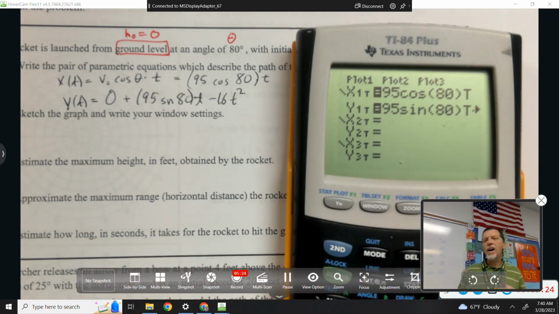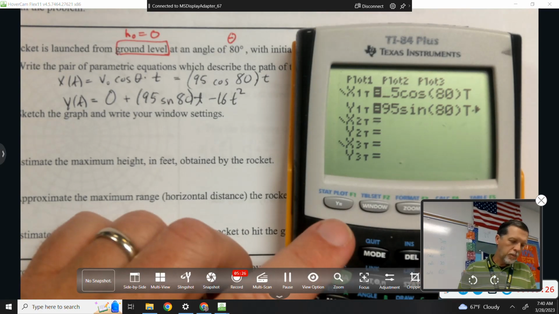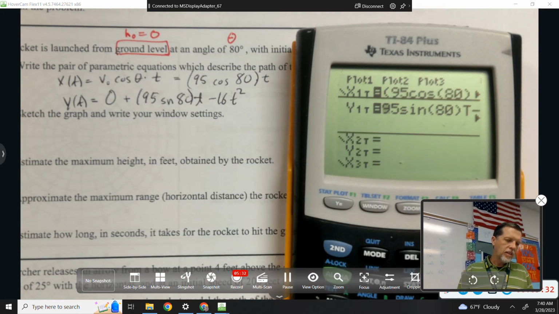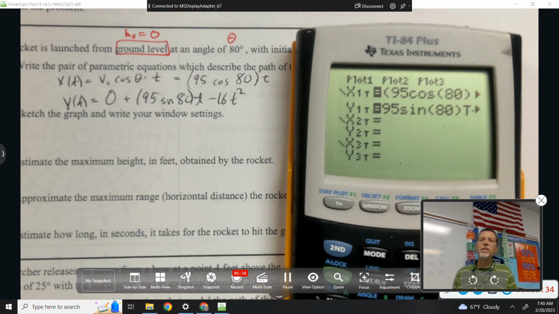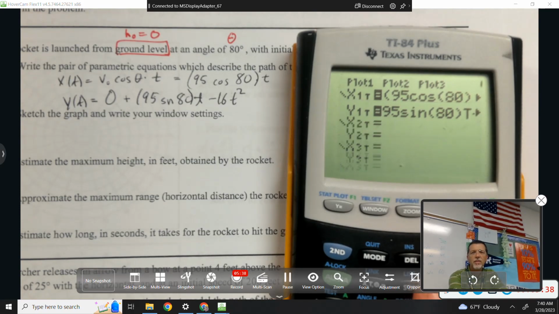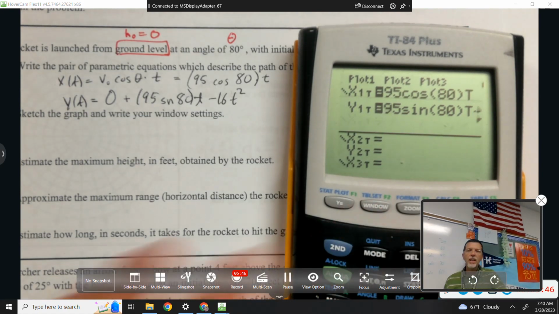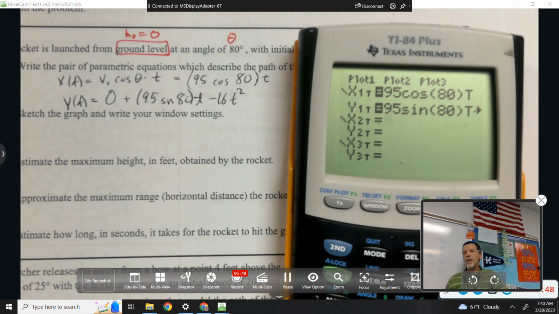Like, this is fine. If you want to make sure that your parentheses are good, you could put an extra set there. That's a little bit unnecessary, but if it makes it clear to you. Actually, I'm going to get rid of it because I don't like the unnecessary parentheses. But definitely close it after the 80. That way you're only taking the cosine of 80 and then multiplying by t. Same thing with the sine.